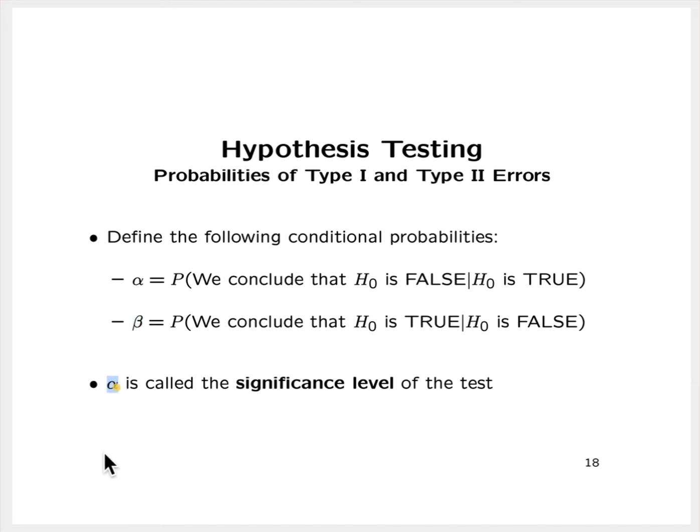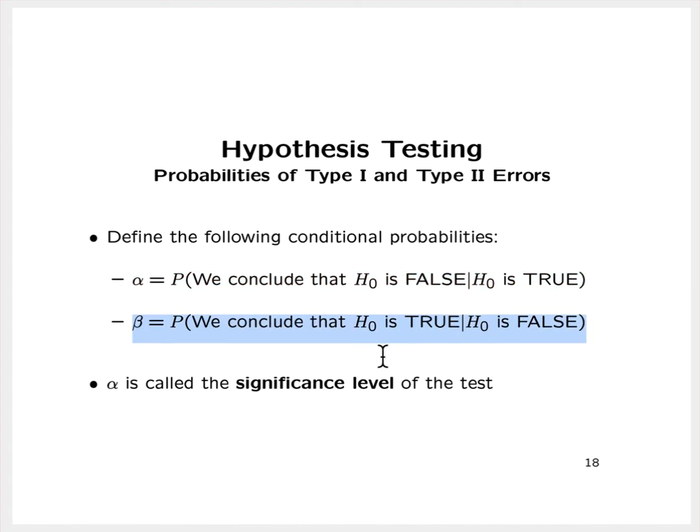Now, this alpha, the probability of a type 1 error, is also called the significance level of the test. And it's something that we have control over. We have direct control over the significance level of the test. As we'll see, we actually choose the significance level we want to use for the test. So we will set up our test so that alpha is at a predetermined level. Now, we don't have direct control over beta.